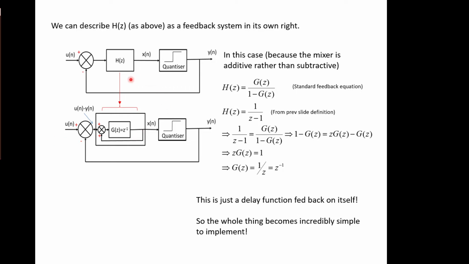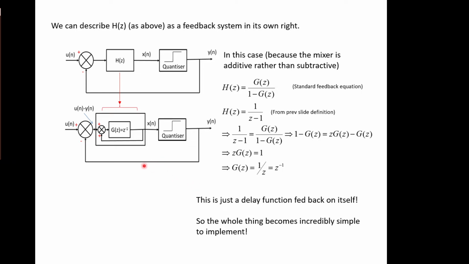Just quickly, it is possible to describe H of Z, this block here, as a feedback function in its own right, so we can call it G of Z fed back on itself, and if you do the sums on that, it also becomes quite a simple response. G of Z, which is the bit inside H of Z, if we feed it back on itself, just becomes a delay function itself. So all this is delay functions fed back on themselves, and it becomes a simple thing to implement, in principle anyway.